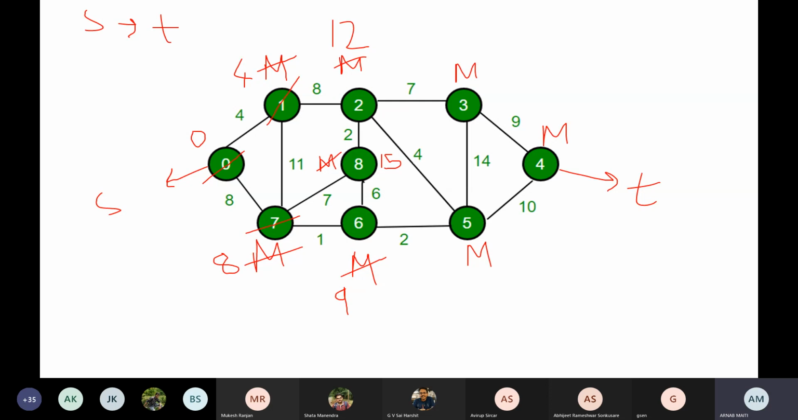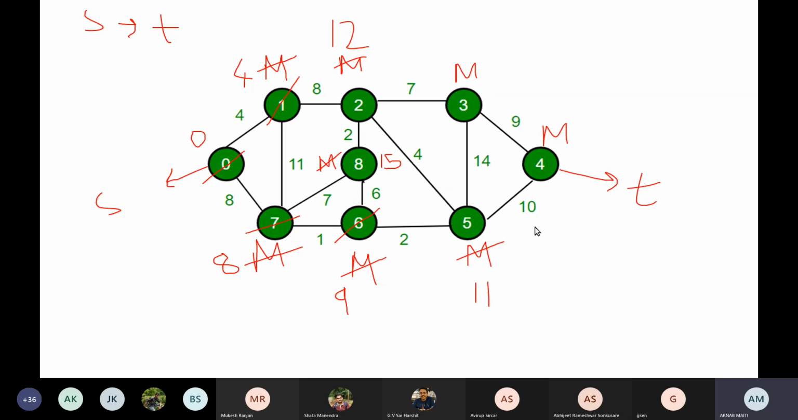Next, we have to pick up the next smallest number, which is 9. So we'll begin with this node 6. You observe that 9 plus 2 is 11, so we'll replace this M by 11. And 9 plus 6 is 15. So 15 is already there, and we won't be doing anything to that. So we are done, and we'll strike this out. Then the next smallest number is 11, so we'll choose it.